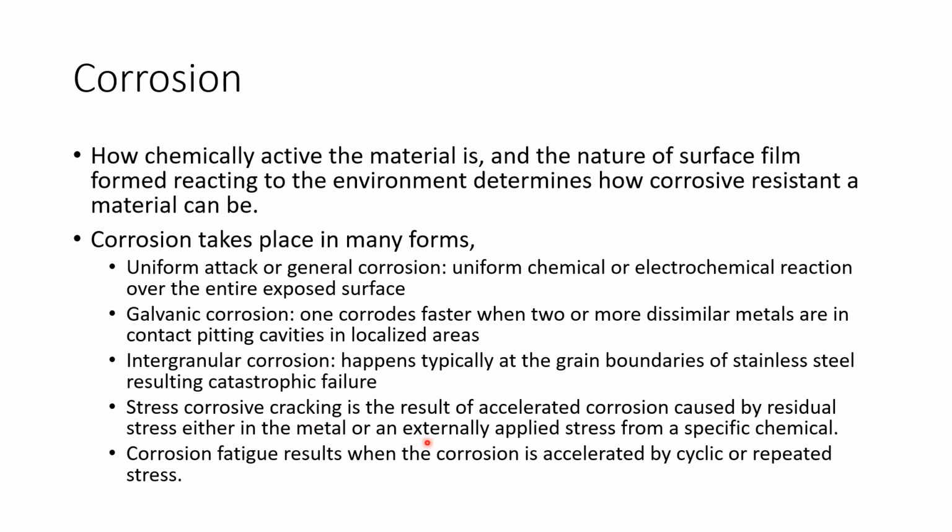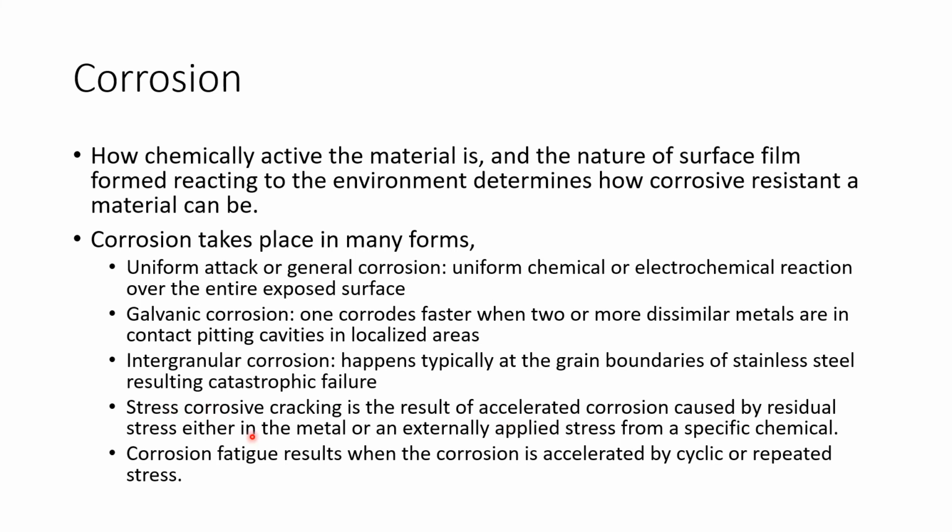Stress corrosive cracking is a result of accelerated corrosion, meaning the corrosion is really fast. Why? Because it is caused by residual stress, leftover stress in the metal, or an externally applied stress coming from a particular chemical. I'll show you how stress corrosive cracking is just a cracking that happens in the material because of the stress.